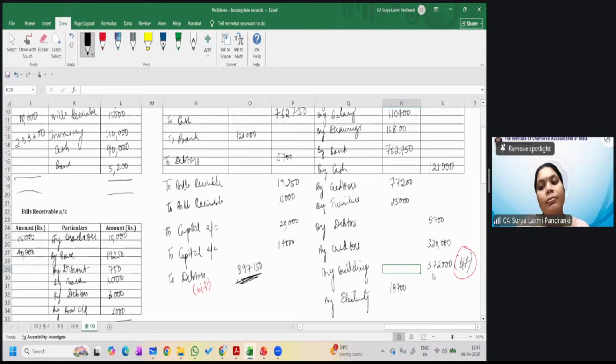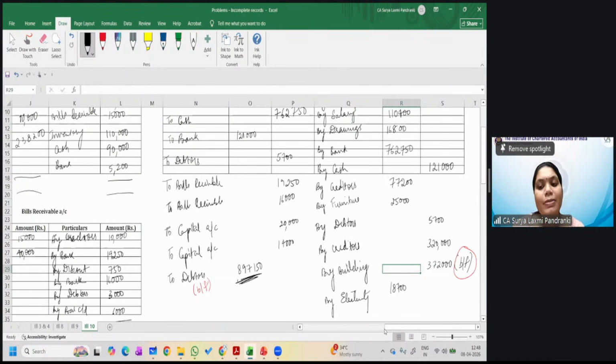So one balancing figure we have taken as building, and the other balancing figure we have taken as debtors, nothing but the cash payments that are received from the customers. That is why we have done this cash account and bank account, to see what is the balancing figure, so that this amount will be reflected accordingly. That is why we have done that.